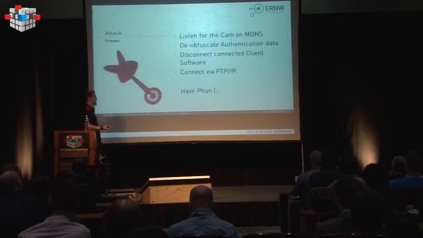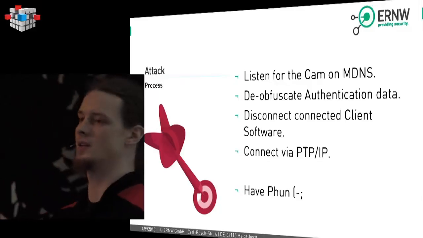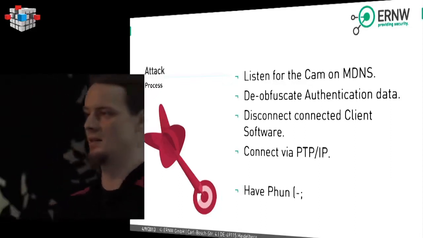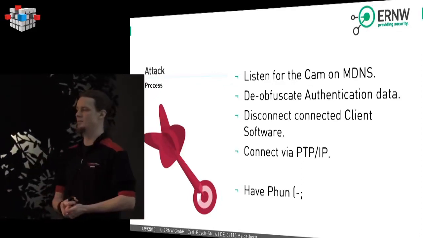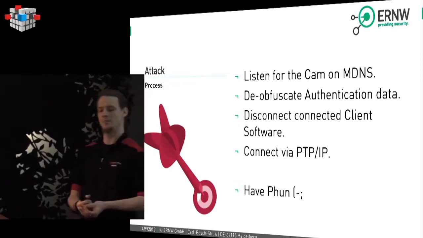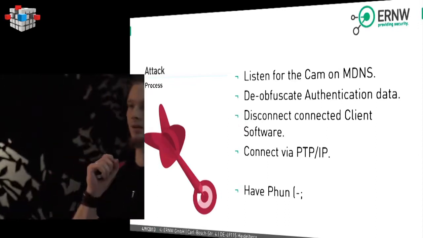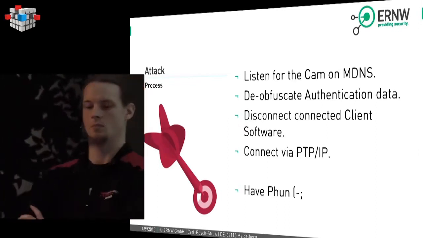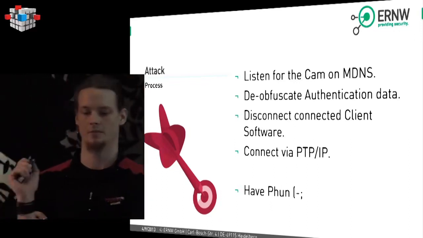Okay, so now we're almost finished. We got a whole attack path. So first, we just listen for the camera to broadcast the authentication data via multicast DNS. Then we just need to deobfuscate the authentication data, so we got the right GUID string to authenticate with the camera. Then we need to disconnect, probably connected client, and afterwards connect via PTP/IP and have some fun.